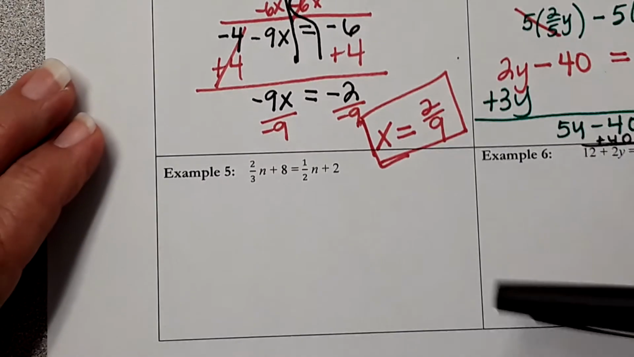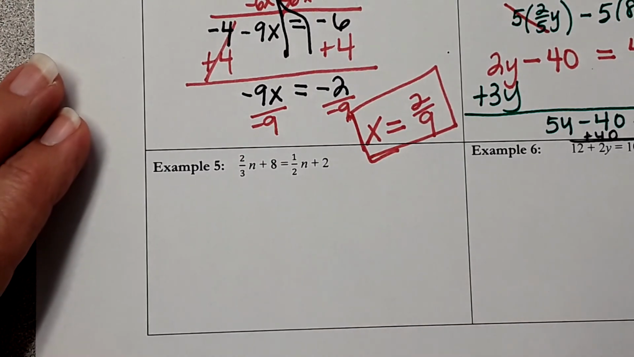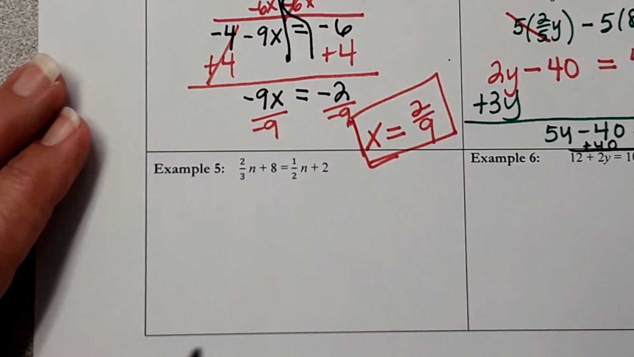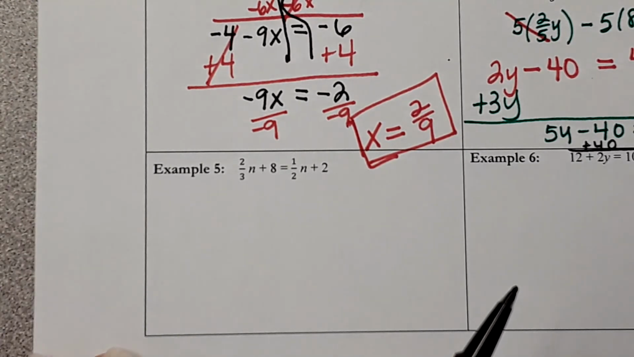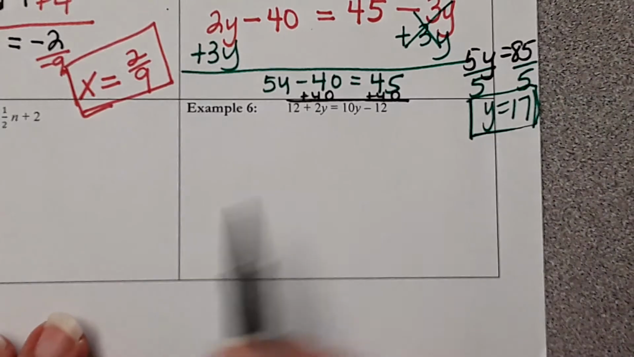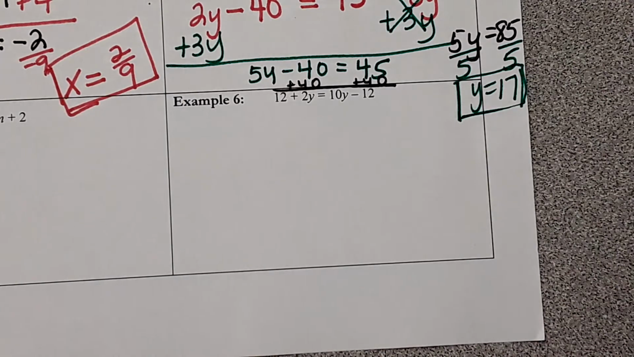Okay, one more. Now see on this one, see how the fractions don't have the same denominator? So now this is where if you were like, I don't remember how to do this, you can multiply it or you can get rid of the fractions. It's up to you. Let's save that one for tomorrow. Let's do number 6 because 6 is a basic one and we can get this one done.